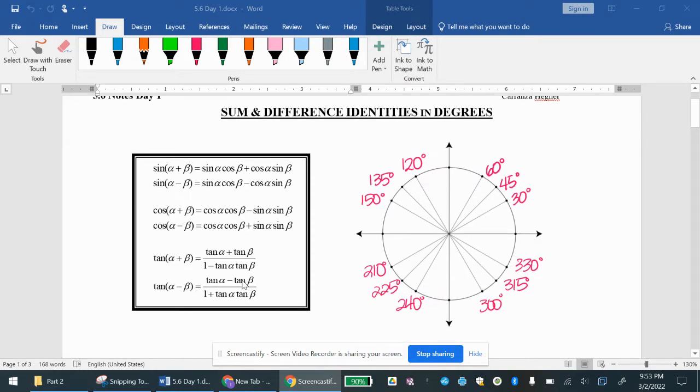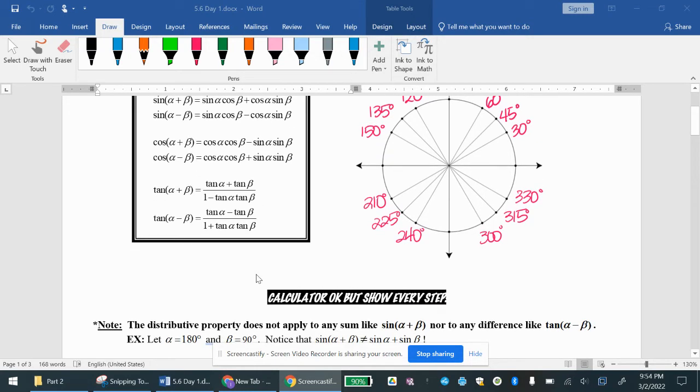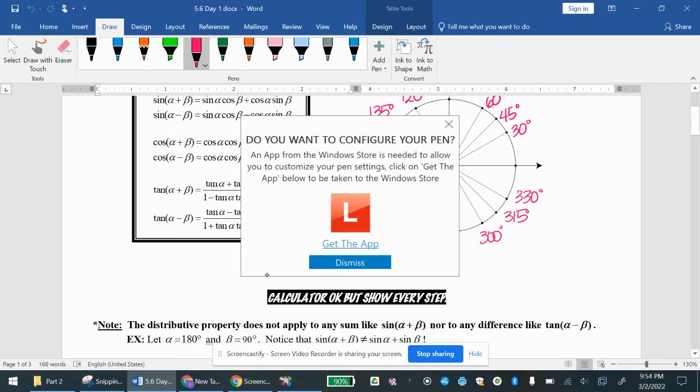Just for the record, all these identities that you see over here in this box on the left are not required of you to memorize. You will always be given these and you will be allowed to use a calculator, but you need to show all your work. So make sure that you know that you need to show your work, even though you are allowed to use a calculator.